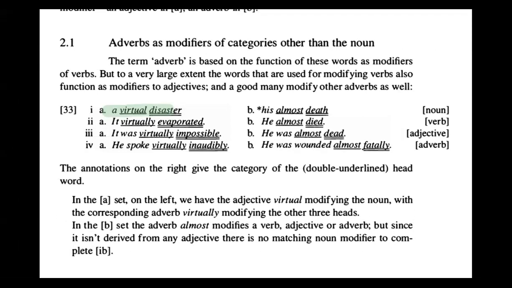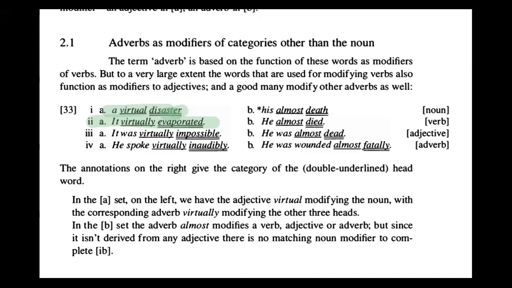a virtual disaster. So virtual here is an adjective. Disaster is a noun. The second one, it virtually evaporated. Evaporated means تبخرت. Virtually يعني بشكل فعلي. So the first one, a virtual disaster يعني تجي بمعنى كارثة فعلية. It virtually evaporated يعني تبخرت بشكل فعلي.